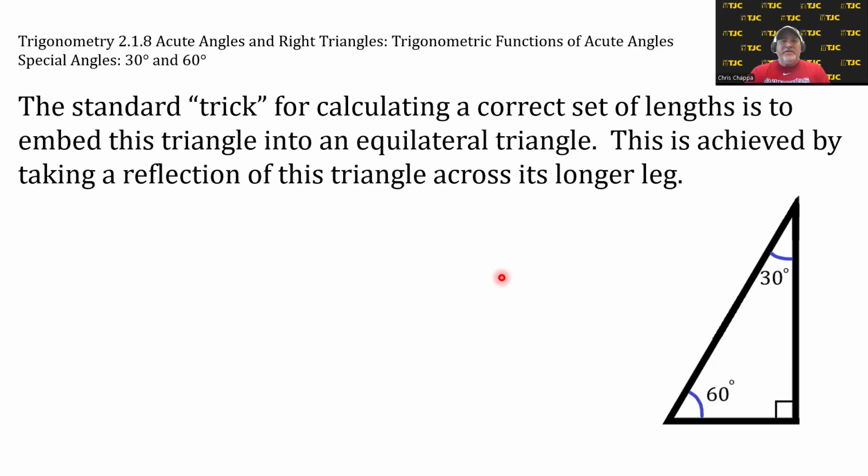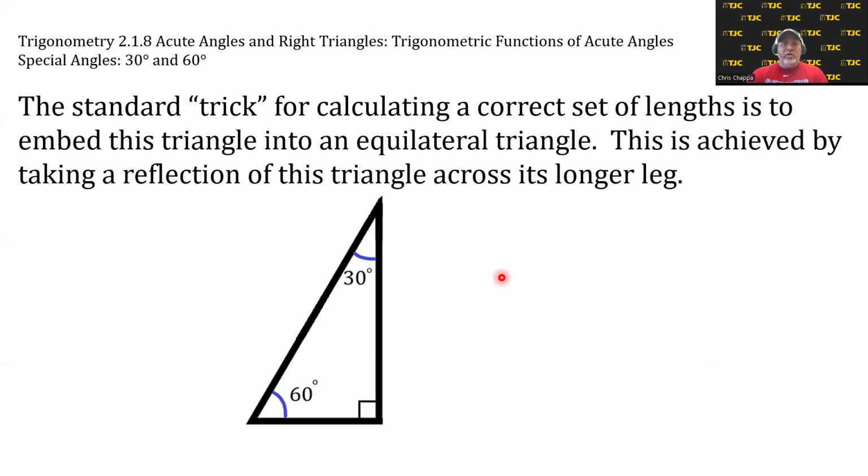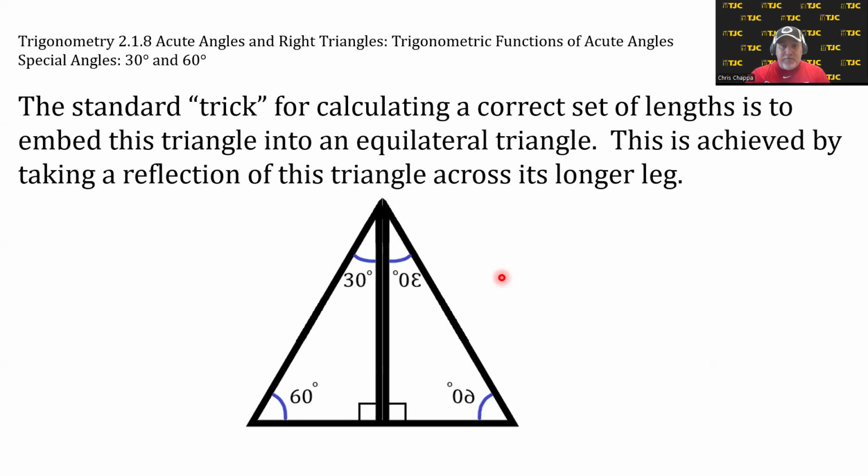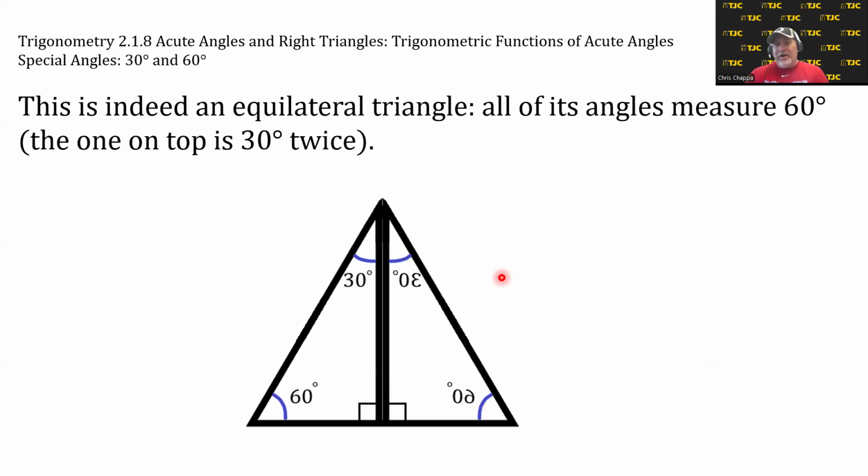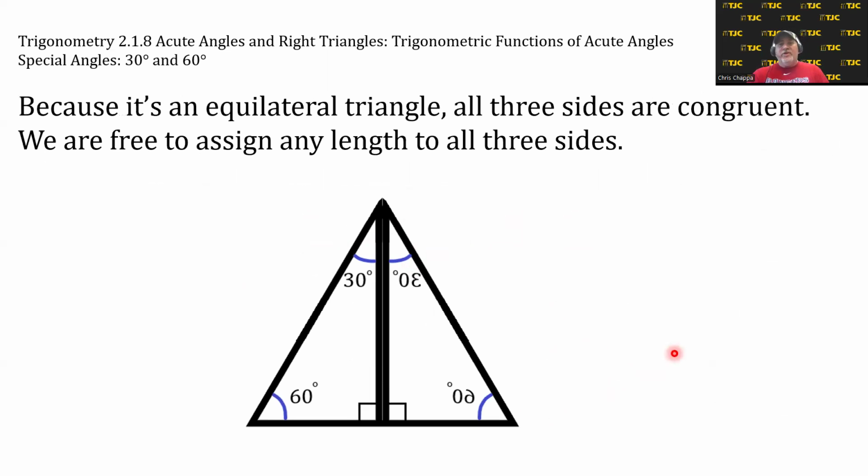This is achieved by taking a reflection of this triangle across its longer leg. In other words, let's scoot this triangle over and take a mirror image copy of it like this. And if you'll notice, this is an equilateral triangle because all of its angles measure 60 degrees. The one on the top is 30 degrees twice, and this is literally a mirror image, which is why the numbers are backwards.